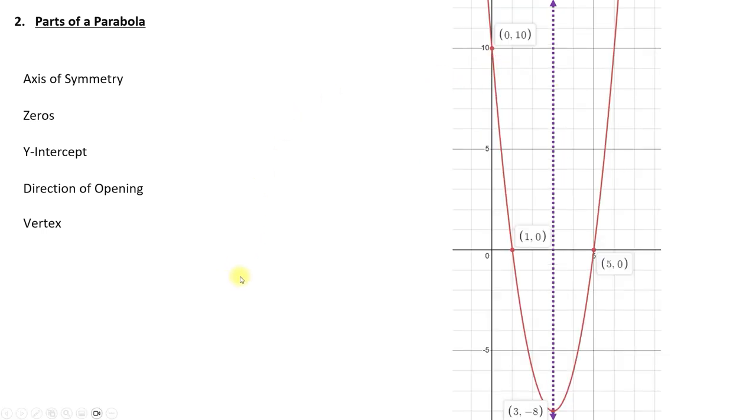Here's a second graph, and once again, we're asked to list the various parts. The imaginary line passing down through the center passes through the vertex. It's halfway between the two x-intercepts, and that is x equals 3. Our zeros are 1 and 5. Our y-intercept is 10. Our direction of opening is up, and our vertex is 3, -8.